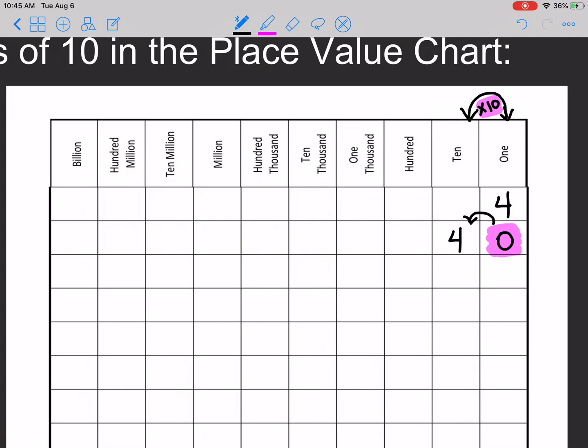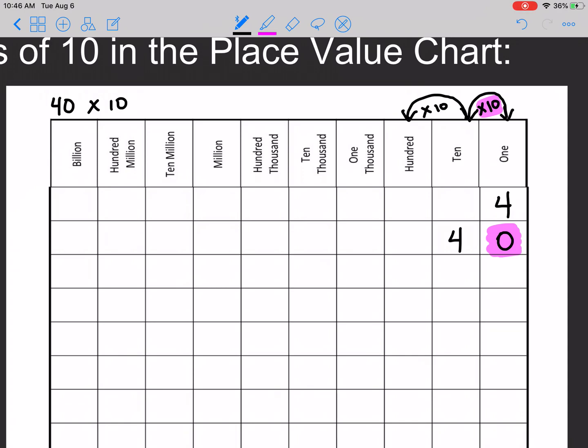Now, let's do that again, but this time we're going from the tens place to the hundreds place. Now again, if I'm going just from the tens place to the hundreds place, I've moved 1 place value, which is, again, times 10. So this time, I'm multiplying 40 times 10.